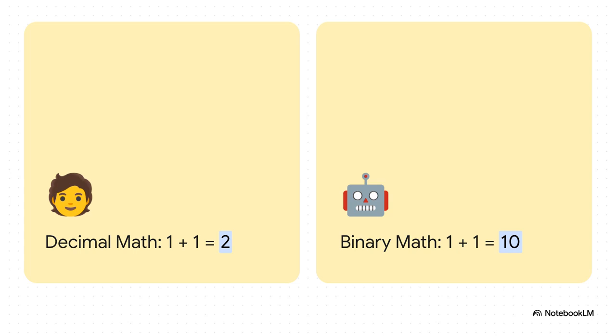Now that looks a little weird, I know, but the logic is exactly the same as the math you learned in school. Think about it. When you add 9 plus 1, you run out of single digits, right? So you write down a 0 and you carry the 1. Binary does the exact same thing. It just runs out of digits way faster. 1 plus 1 fills up the column, so you have to put down a 0 and carry that 1 over.